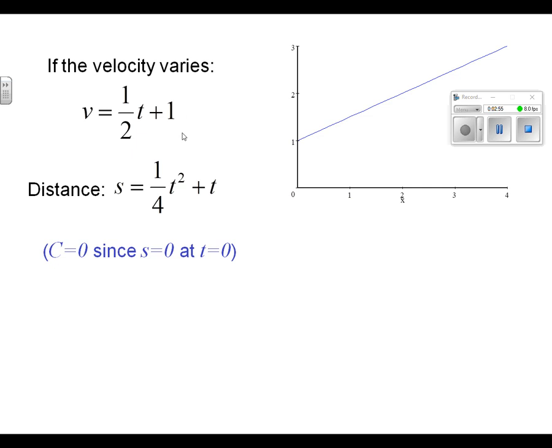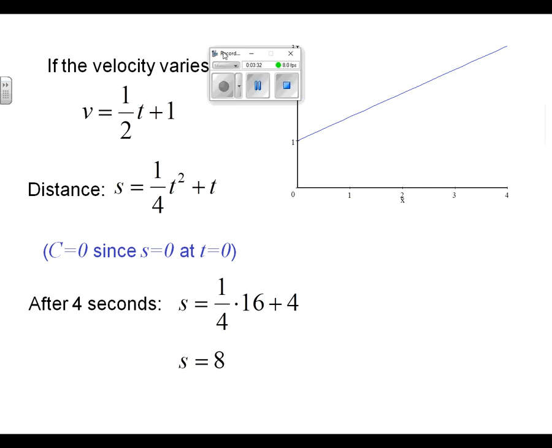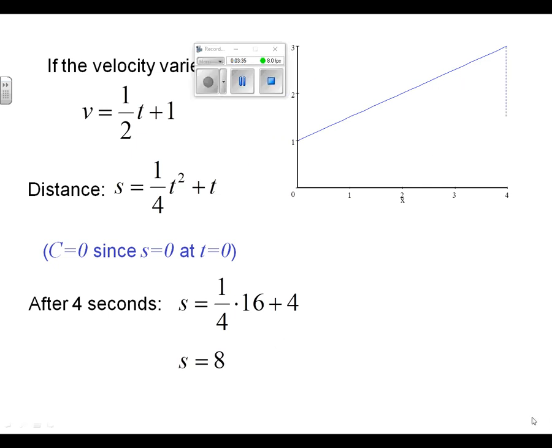Now, when we did the antiderivative, usually there could be a constant on this function. So like if this said +7, and I take the derivative, I'd still end up with exactly the same velocity. So right here, c is 0 since s is 0 at t equals 0. So in this example, we know that at time 0, we're starting at a position of 0. That's something that could change in different application problems. Okay, 4 seconds. So notice that we do 1/4, 4 squared plus 4. We get 8.